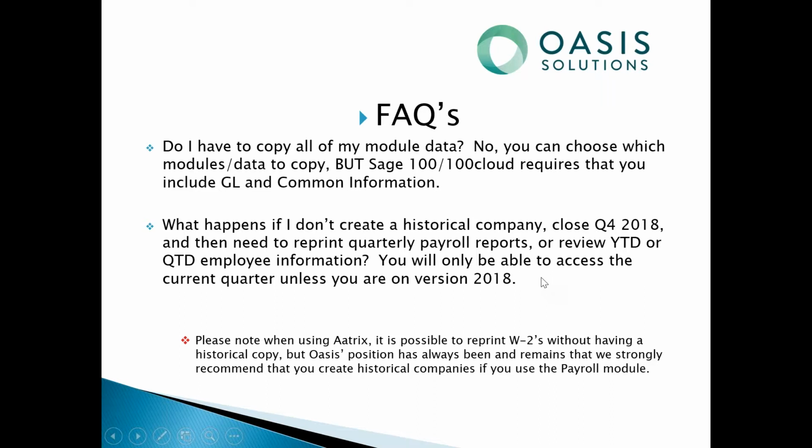Also, if you don't create the historical company and you close it, and then you need to reprint information, you're not going to be able to reprint that. So if you needed to do a payroll check history report or reprint a quarterly report for the fourth quarter, if you've closed out, you will not be able to go back and get that information. We do want to note that when you're using Atrix, it is possible to go back and reprint your W-2s without having that historical company. Again, that is not our recommendation. We feel like everyone should have that.